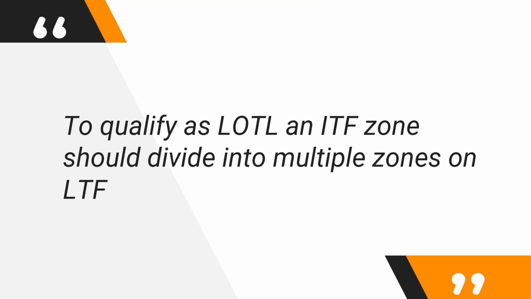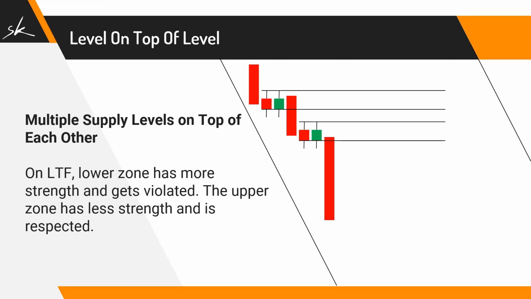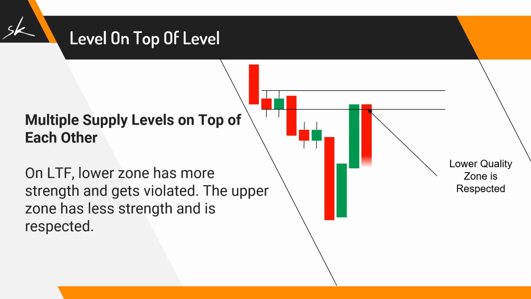The next advanced booster is level on top of level. To qualify a zone as a case of level on top of level, an intermediate time frame zone should divide into multiple zones on the lower time frame. At times, we see multiple levels of supply on top of each other. We select the lower zone since it has more strength. When price starts retracing, the lower zone which was showing higher quality gets violated, and the upper zone which was showing lower quality gets respected.